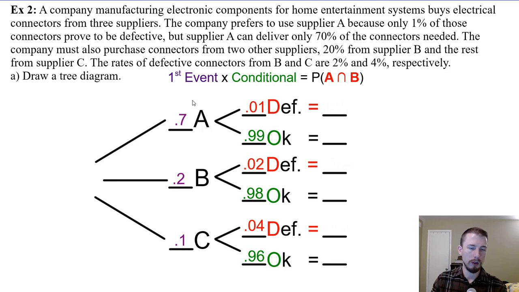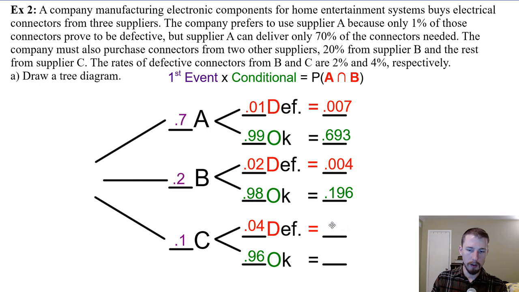So we've got our first event, which is which supplier it came from, A, B, or C. That's the first branch on the tree. And then the conditional probability would be the defective rates given each respective one, right? And then to find the overall disjoint probabilities of whether or not they were defective and from A, we would just simply multiply them together. So that would be 0.007. Then the remaining ones have to add up to 70%, right? So that would be 0.693. And then 20% of 2% would be 0.004. And that has to add up to that. So it would be 0.016. Or 196, whatever, you get the idea.